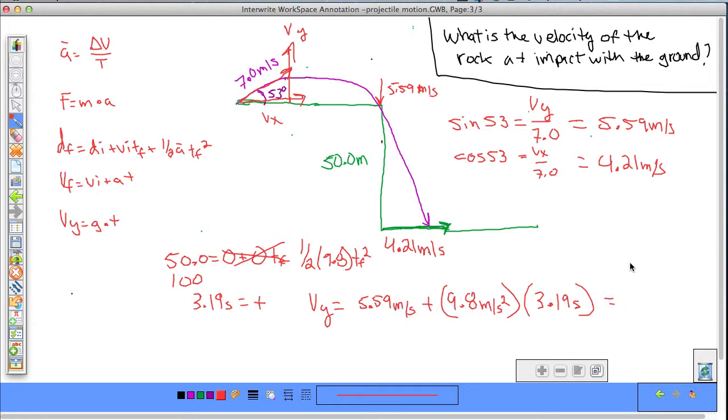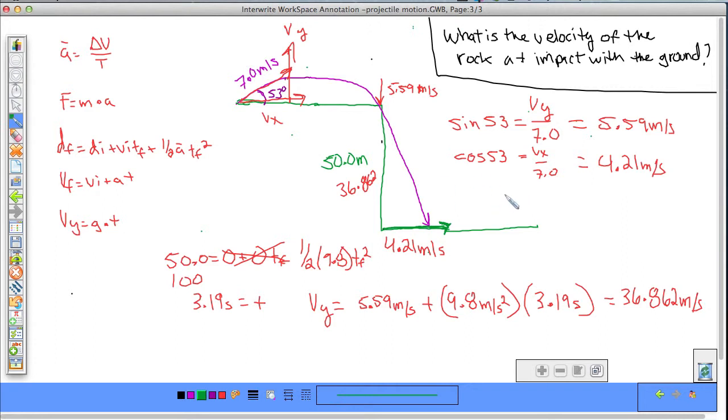And if I calculate that all out, what do I get? 36.862, something like that. So 36.862 meters per second. That's my velocity vector here in the y direction. Okay, so now look, I have my y direction and my x direction. To figure this out, all I need to do is the Pythagorean theorem. So I'll just put that right here.